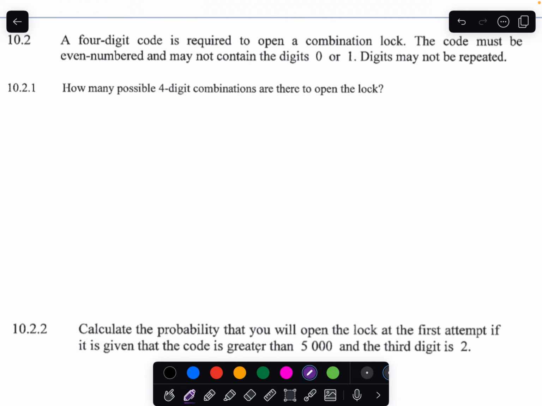Okay, so there are 4 spaces to fill. We know that in the last place, the code must be even numbered, and it can't end with a 0. So that means we can only end with a 2, 4, 6, or an 8, right? And then we know that for every other space, we could be using the numbers from 2 to 9, right? Can't use 0, 1. And likewise here.